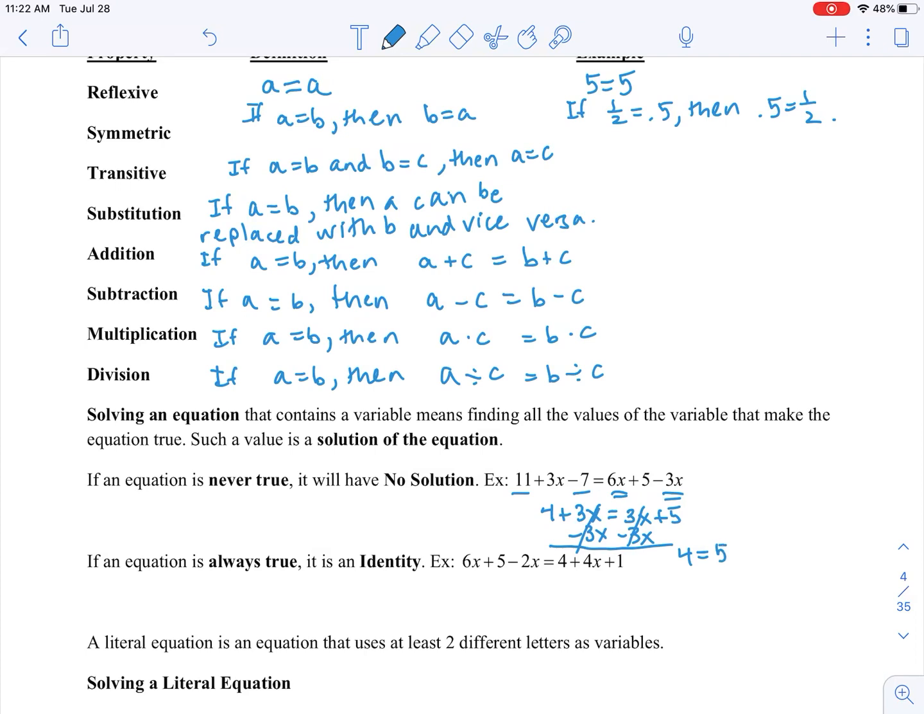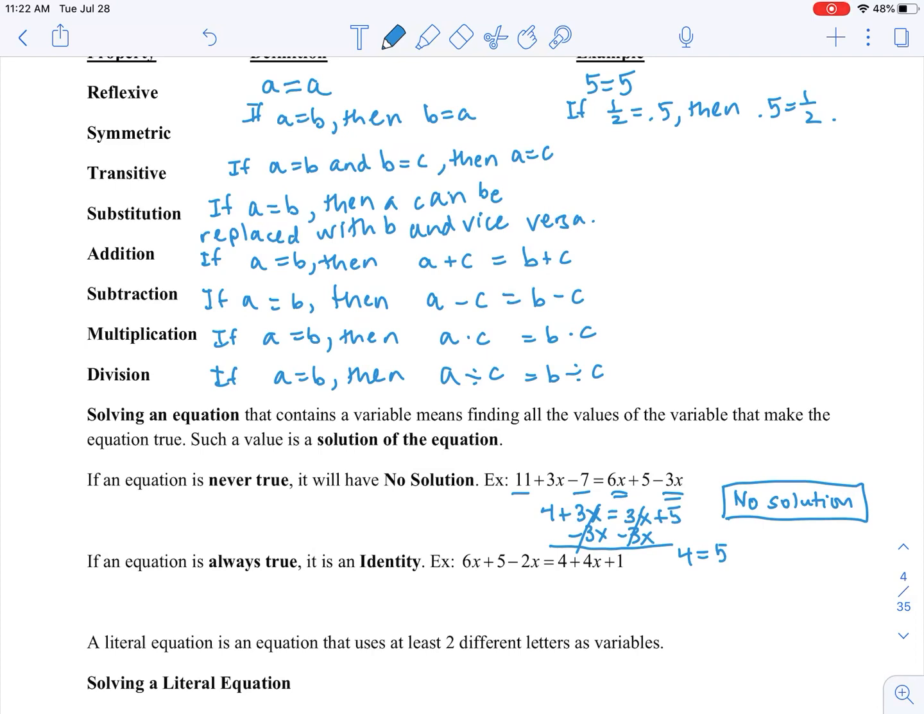And then we ask ourselves, when is this ever true? When is 4 ever equal to 5? Never. So if that's the case, my actual answer is no solution. There were no values of x such that it would prove that initial equation true.